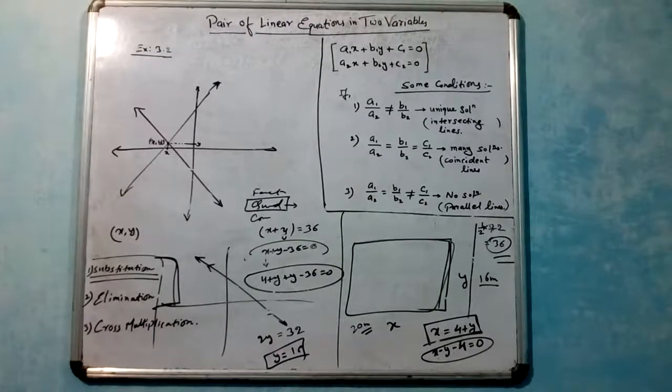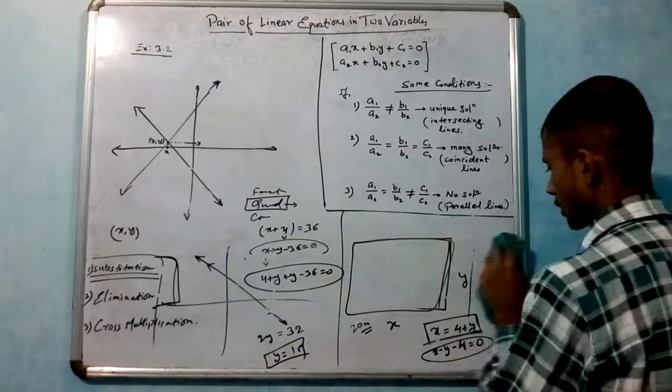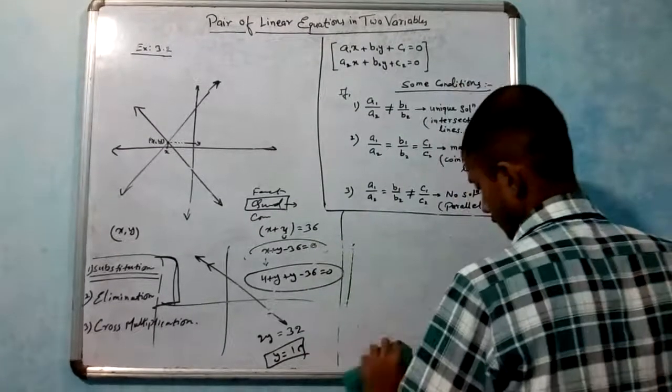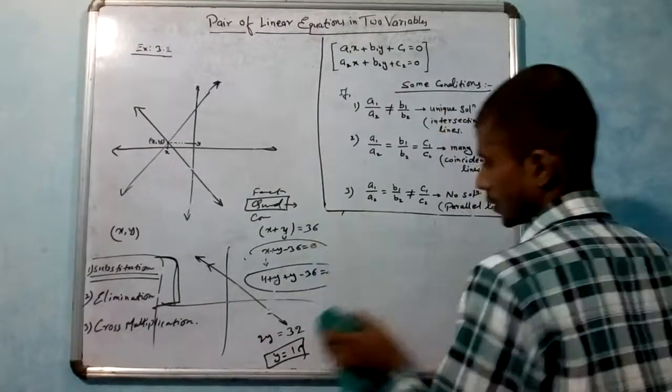Can you form it? It's easy, nothing tough. Just orally you can see it. Okay, see how to do it. It's easy, not tough. Sixth and seventh.